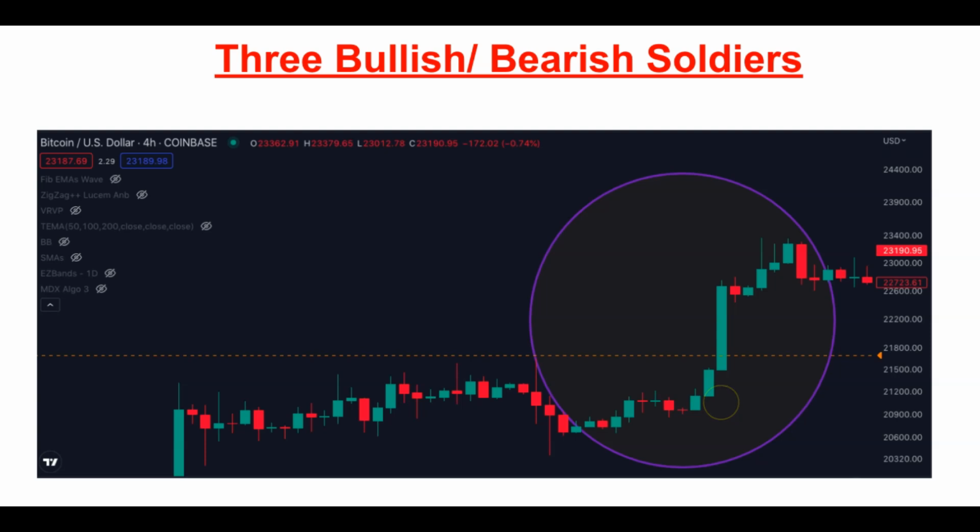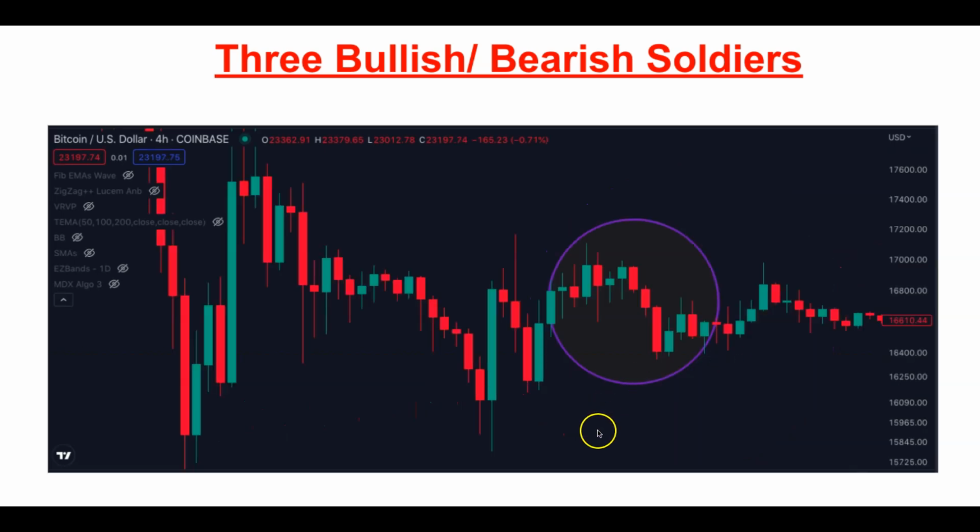So an example of this we can see on this 4 hour Bitcoin chart on Coinbase. And as you can see here in this purple circle, you have 3 candles, back to back, and the bodies of the candles are getting progressively bigger, and they're 3 bullish candles. And this indicates some potential strength, and we actually had a mini uptrend here as well as a result. And so this is an example of 3 bullish soldiers.